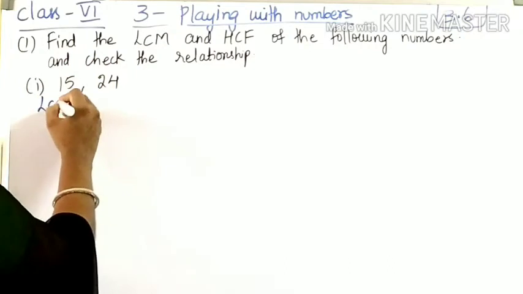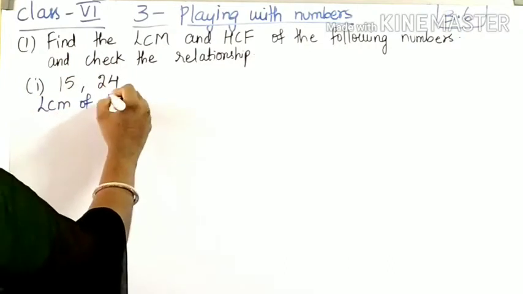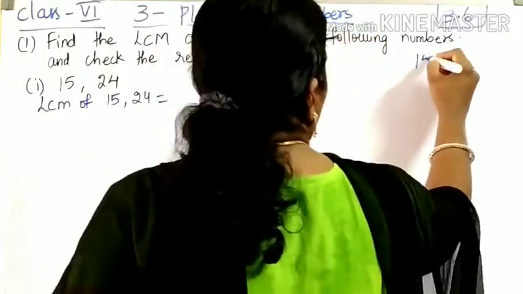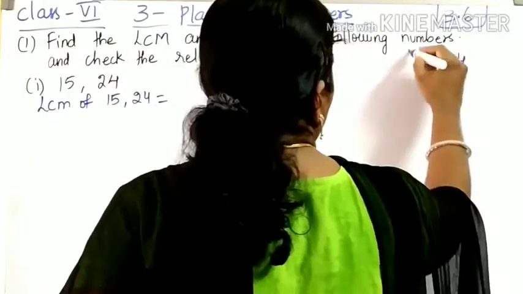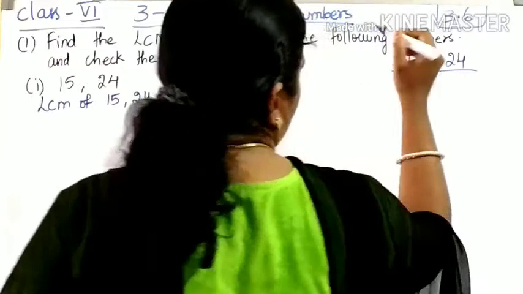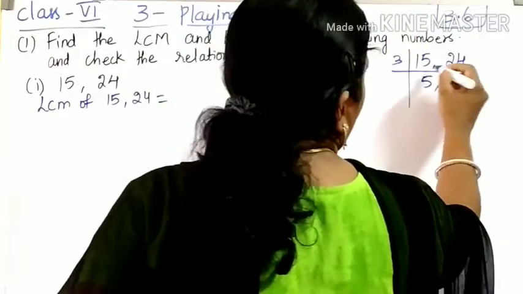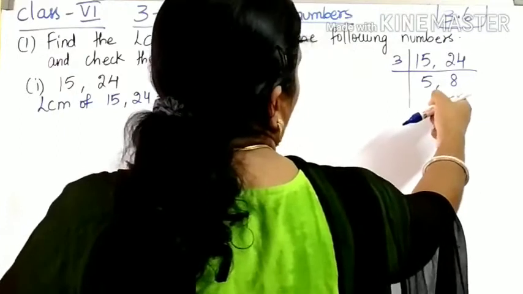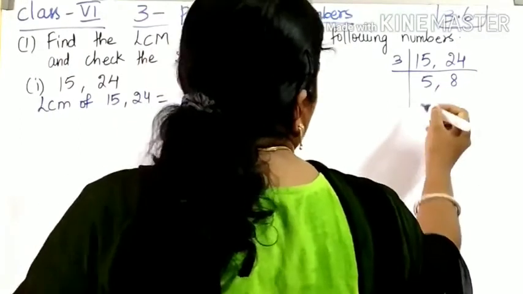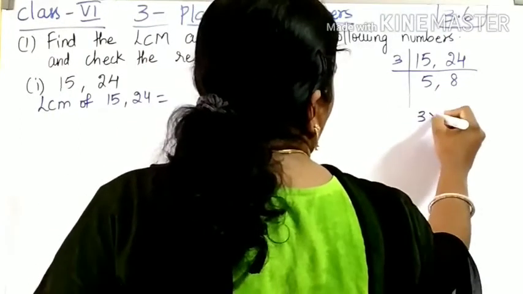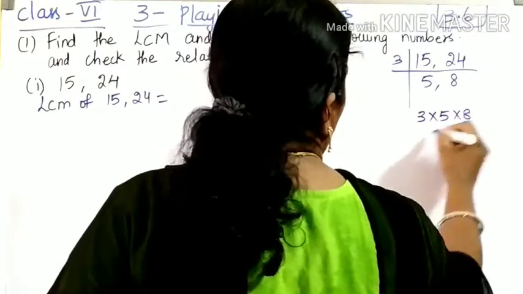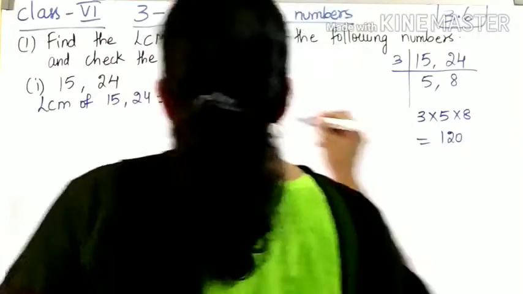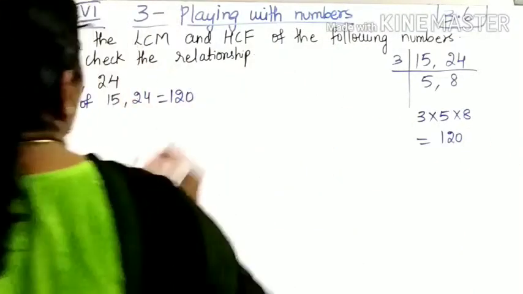So first we will find the LCM of 15 and 24. Here I am finding the LCM of 15 and 24. 15 and 24 will go in the 3 table: 3 5s are 15 and 3 8s are 24. And 5 and 8 are co-prime numbers, so you can leave it. So what is the LCM, children? 3 into 5 into 8. 3 5s are 15, 15 8s are 120. So here you got the LCM as 120, right?